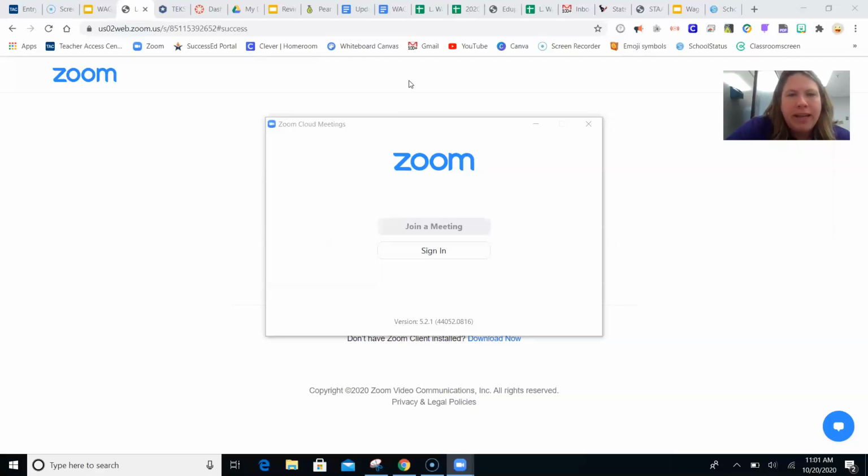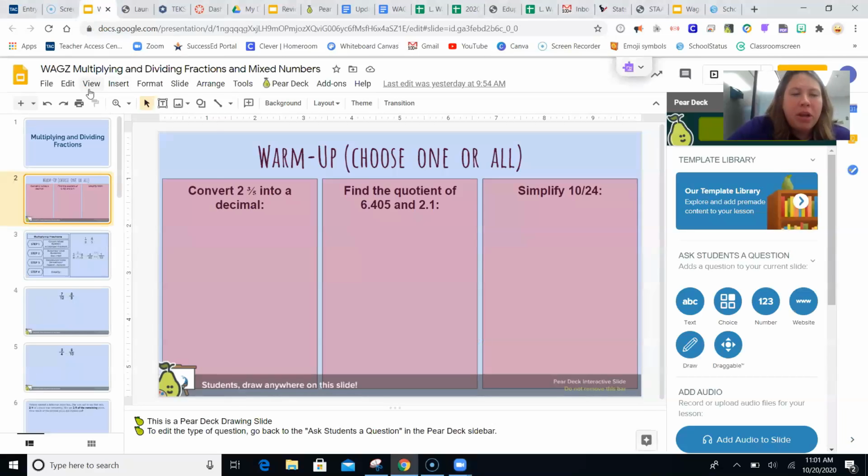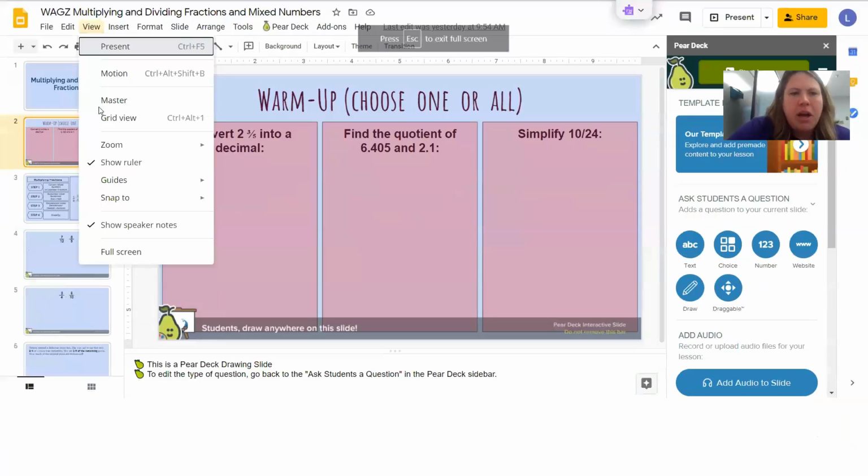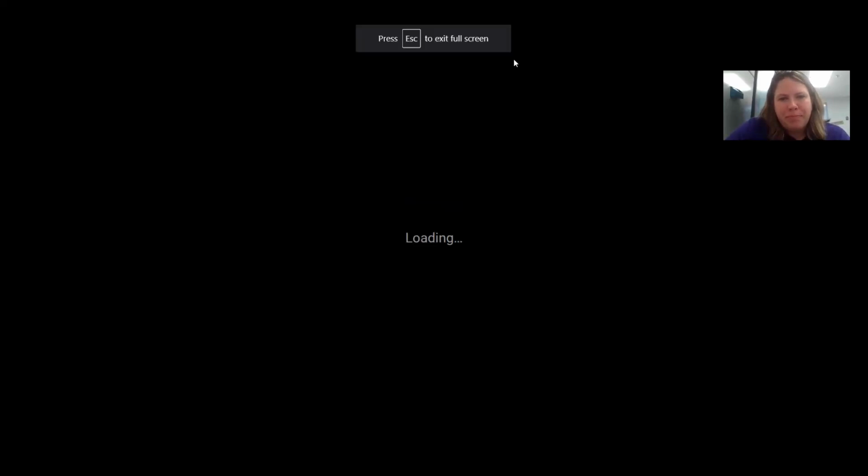There it is. Okay, so all my tabs, don't judge my tabs, but you can judge my tabs if you want to.